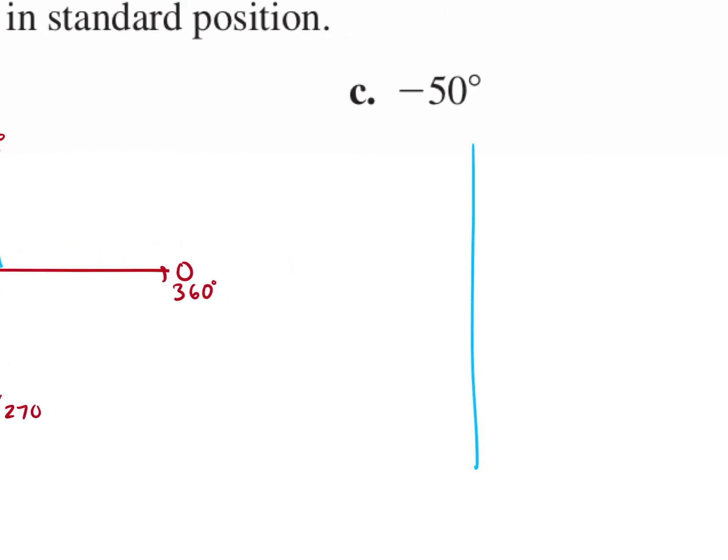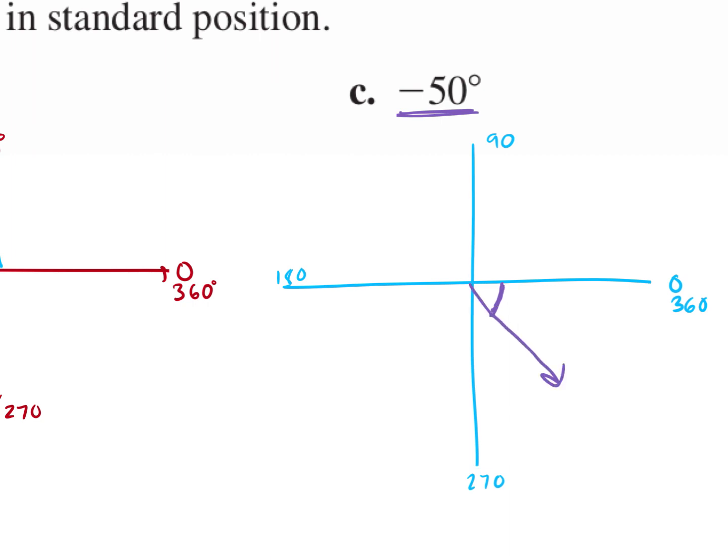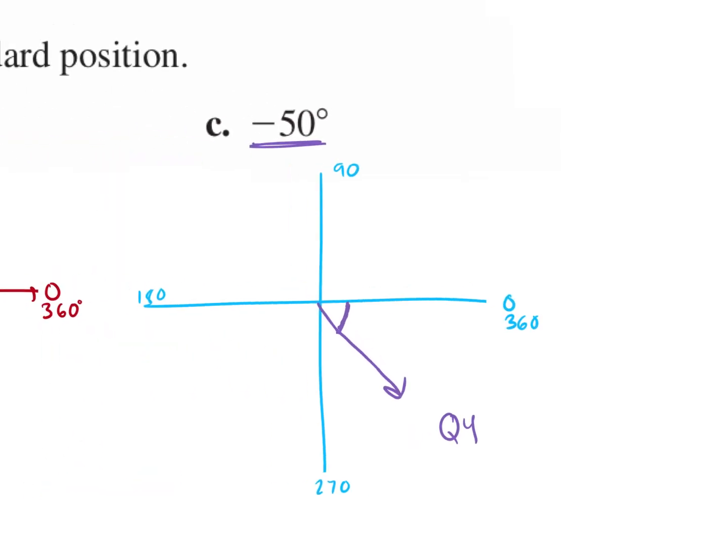So let's do C. So 0, 90, 180, 270, 360. We go backwards. We go backwards meaning do we go up or down here? Down. So we're going down negative 50 degrees. So what quadrant do you think that's going to be in? Quadrant 4. We're only moving 50 degrees, but just in the negative direction. So we'd be about there. So if you do it, would you subtract 50 from 360? Or mathematically, like if it was a bigger number? Yes, and we're going to talk about that in the next couple slides. Any questions here?